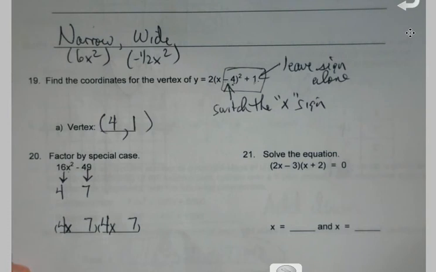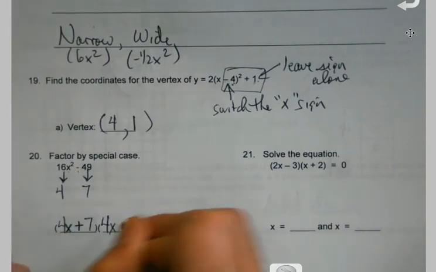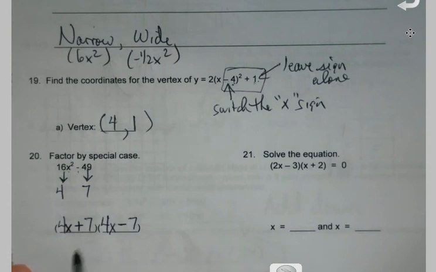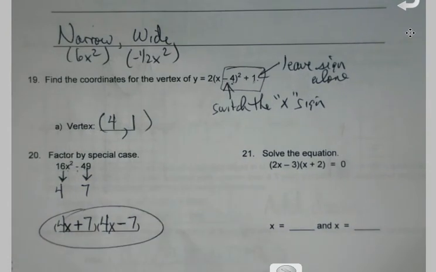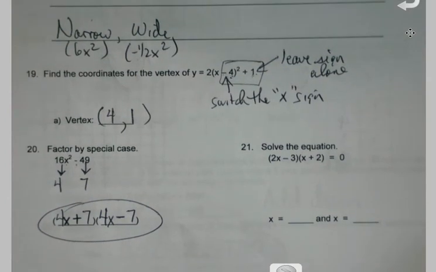One's going to be positive and one's going to be negative. Since I'm multiplying to get a negative 49, I have to have one of each sign. It doesn't matter the order. If you did the negative first and then the positive, that'd be fine. But that's all I got to do. There's no real other way to do this. You've got to kind of fight through it as far as this one goes.